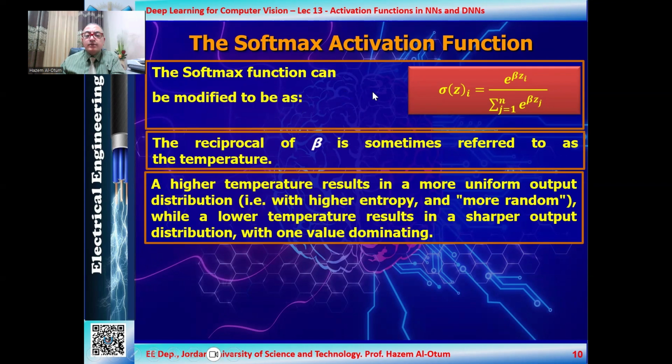Now, what to do in this case? We can add this beta parameter, which is a hyperparameter again, for the softmax activation function, and you can put it in your activation function in order to make these values a little bit different from each other, to give you better thresholds for your decisions.